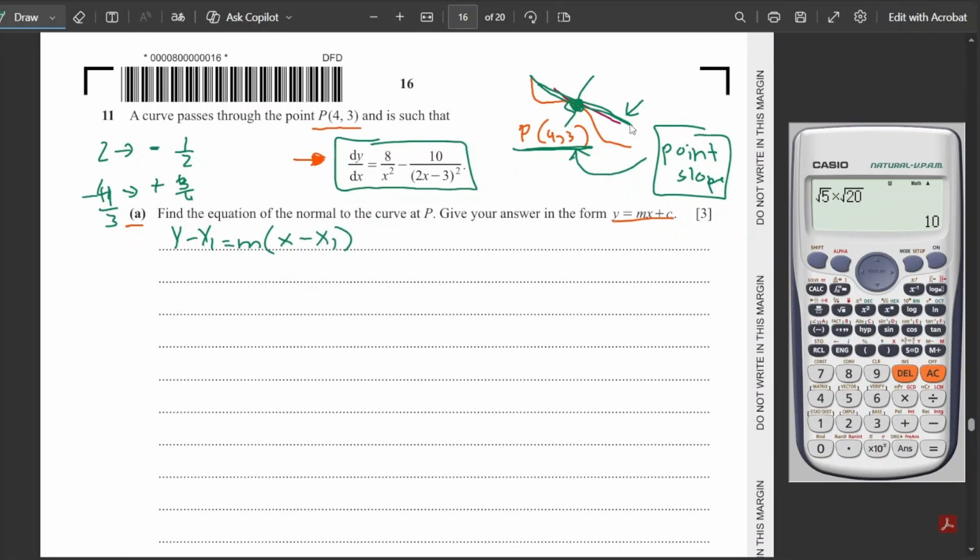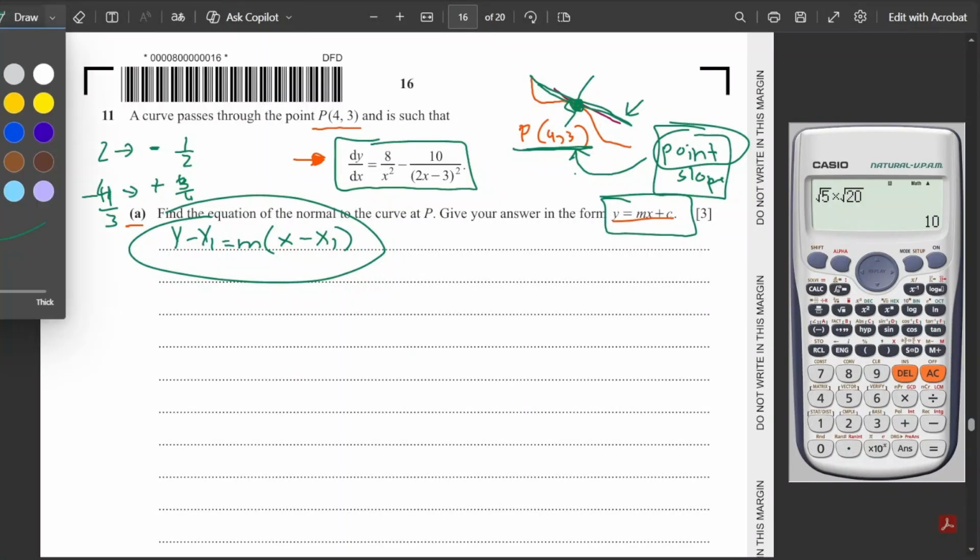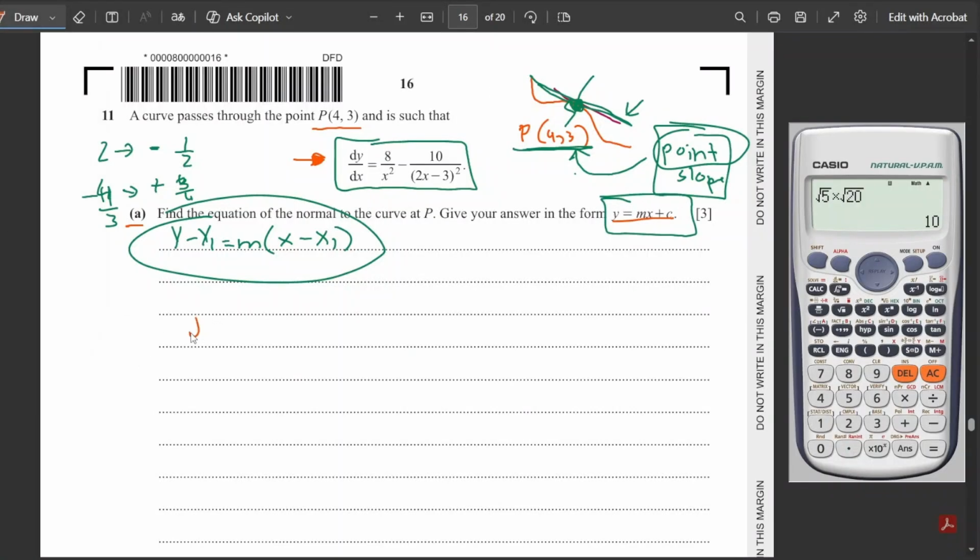So the idea is first find the slope, because that's the only thing we need to find. The point has already been given to us, and then using this equation, find the equation and then turn it into this form. Therefore, first thing we have to do is find the slope. So we have the equation for the slope: dy by dx is equal to 8 over x squared, so we're going to leave the space for x. And then over here, it's 10 over (2 times x, leave the space for x again, minus 3) squared. What is x? x is the x coordinate of point P, because we're trying to find the slope of the tangent line at point P. So x is equal to 4. Put a 4 in here, put a 4 in here, solve this out.